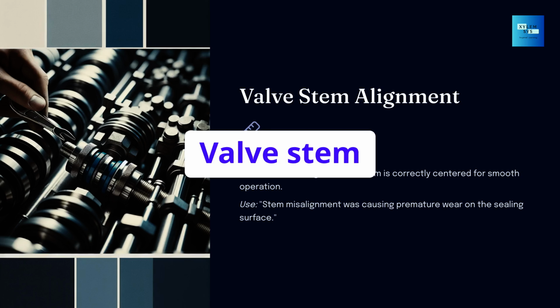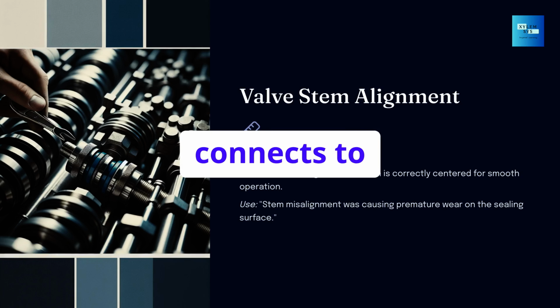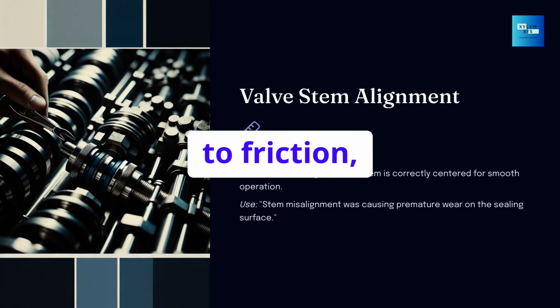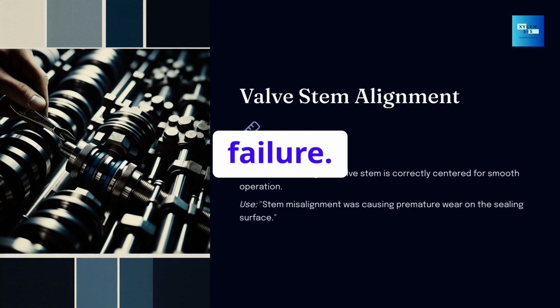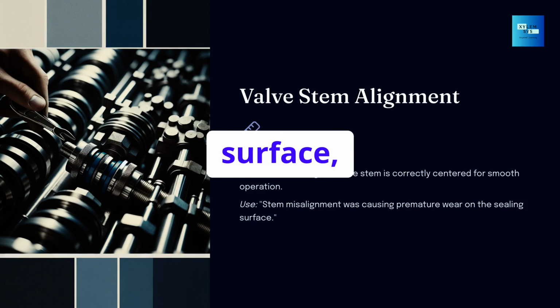4. Valve stem alignment. Valve stem alignment refers to ensuring the vertical shaft that connects to the actuator is properly aligned within the valve body. Misalignment can lead to friction, seal wear, or mechanical failure. Stem misalignment was causing premature wear on the sealing surface, so we corrected it during the service interval.